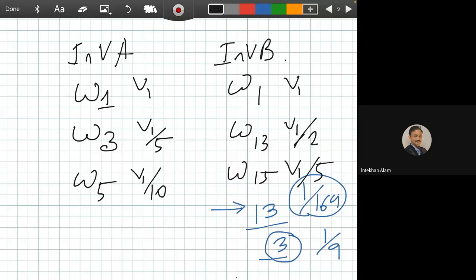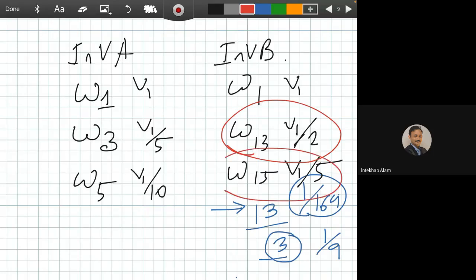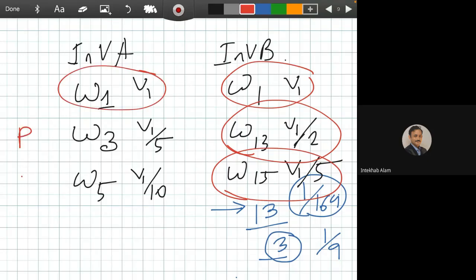Because whenever I choose inverter B, omega, this power will be very small and this power will also be very small, but this power is equal to this one. So if we calculate power from here, we'll choose inverter B.